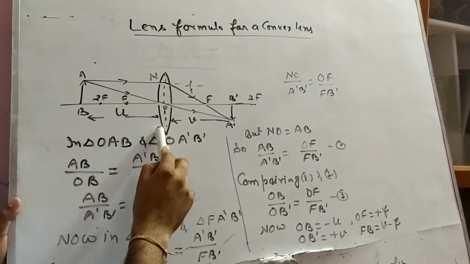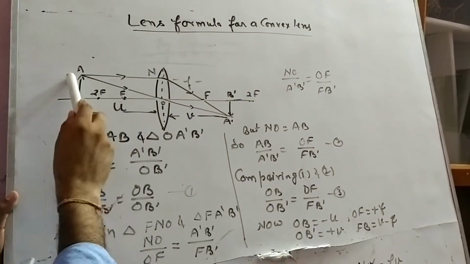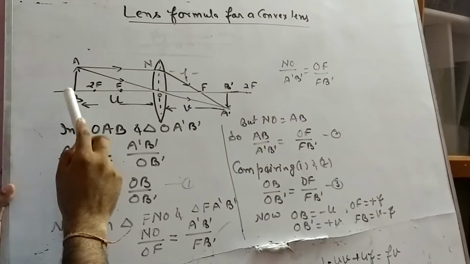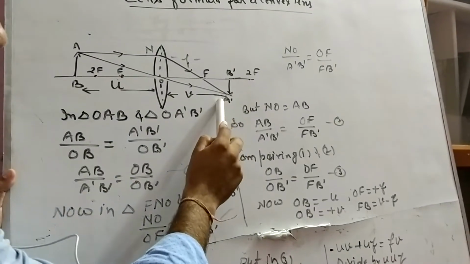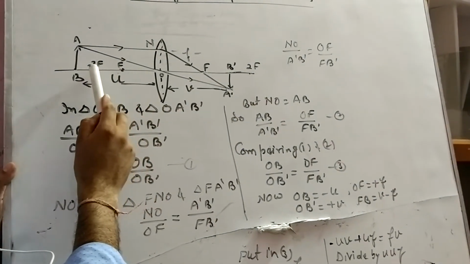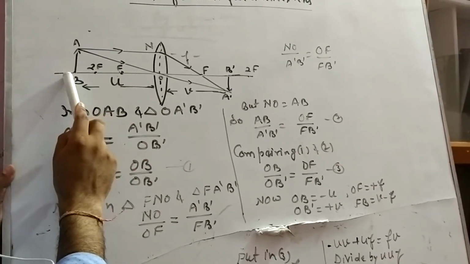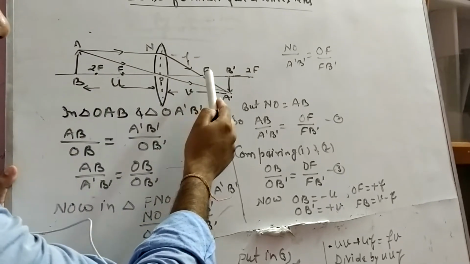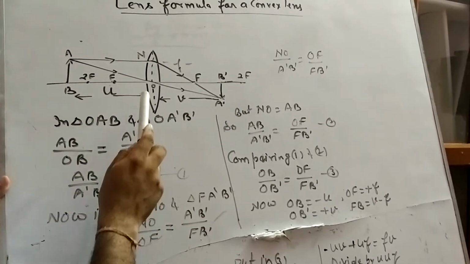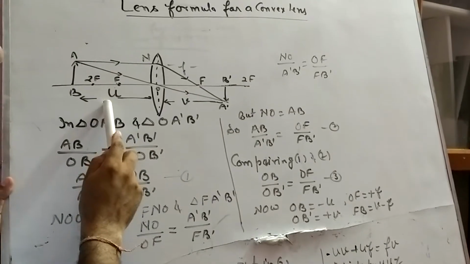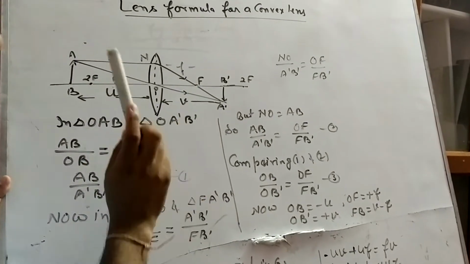consider a convex lens of focal length f. AB is an object and A dash B dash is the image. Object is placed now in this case behind 2f and image will form between f and 2f. Object is at a distance u and image is at a distance v.